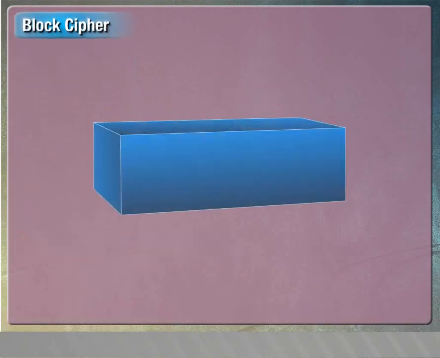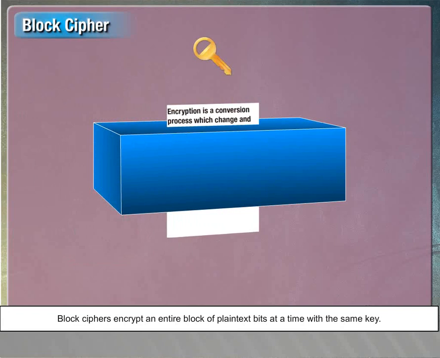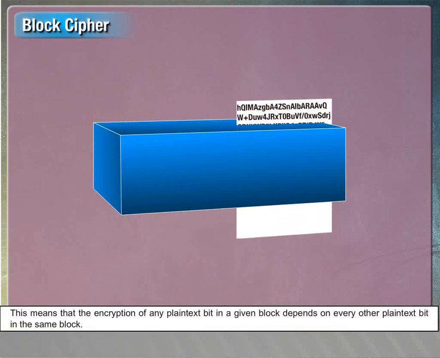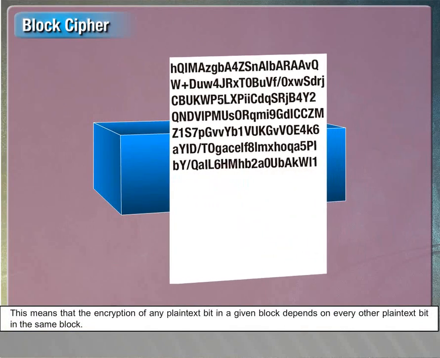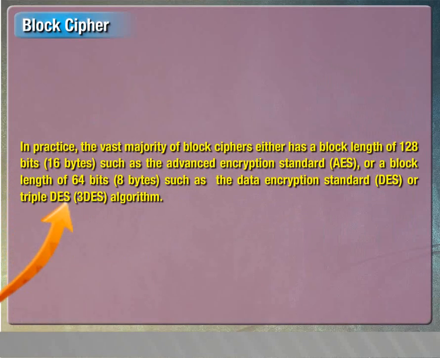Block cipher. Block ciphers encrypt an entire block of plaintext bits at a time with the same key. This means that the encryption of any plaintext bit in a given block depends on every other plaintext bit in the same block. In practice, the vast majority of block ciphers either have a block length of 128 bits, that is 16 bytes, such as the Advanced Encryption Standard (AES), or a block length of 64 bits, that is 8 bytes, such as the Data Encryption Standard (DES) or Triple DES (3DES) algorithm.